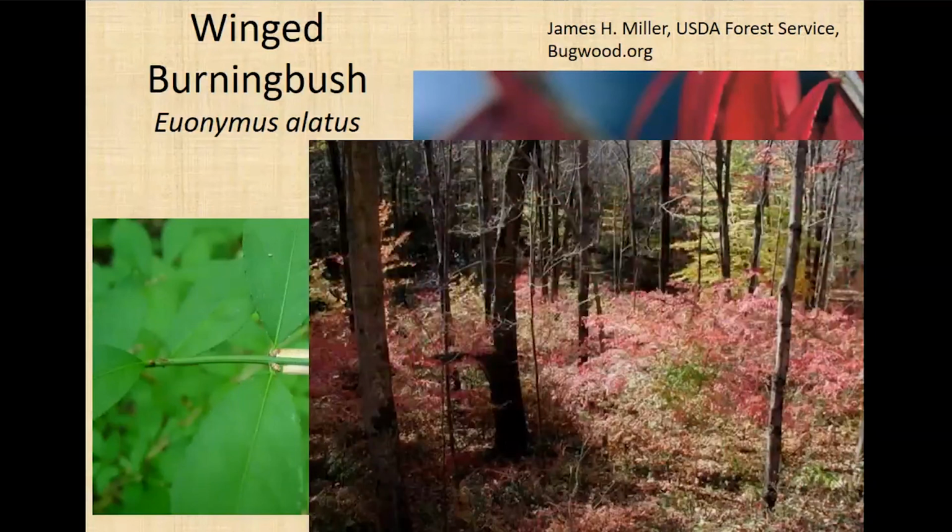And here's an example of forest understory being overrun by wing burning bush. The color in the shade tends to be a little more muted than what we see out in the sunlight of the landscape plants, where it's very bright red. These oftentimes tend to be more of a pinkish to a kind of a washed out red in color in the shade.